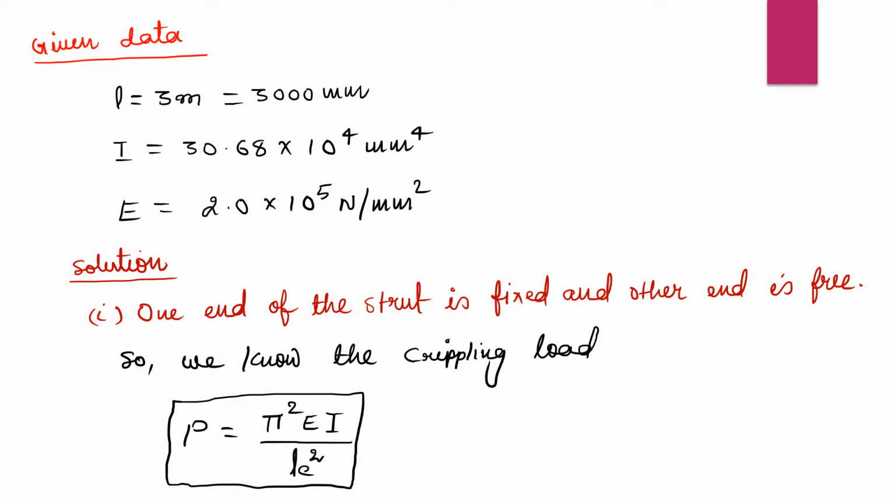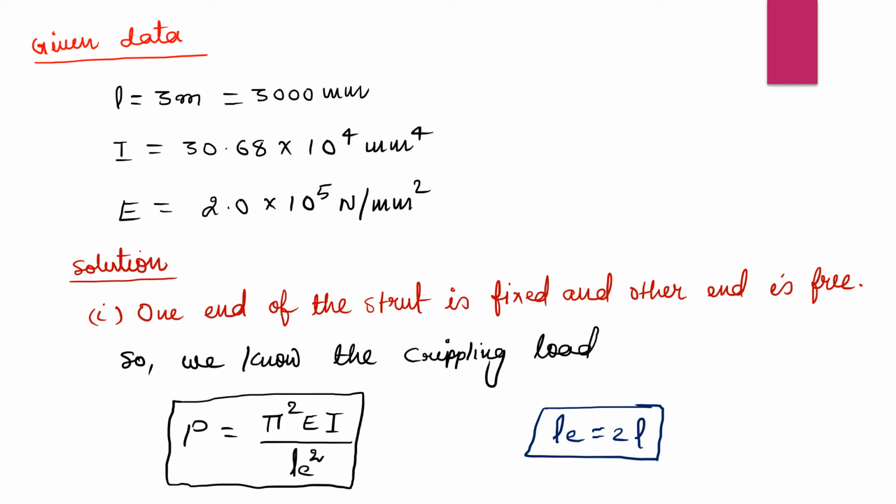So one formula is there. As I told you, one tabular column is there for all the conditions. If one end of the strut is fixed and another end is free, then the value of LE will become 2L. Understand? Under this condition, the value of LE will become 2L.